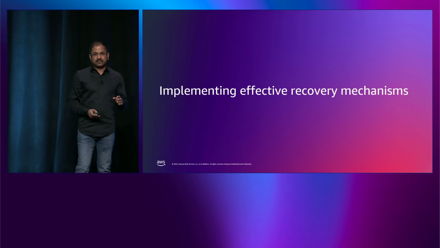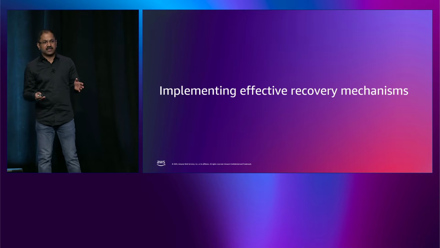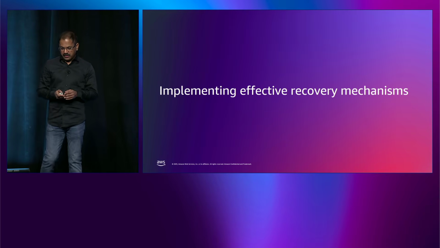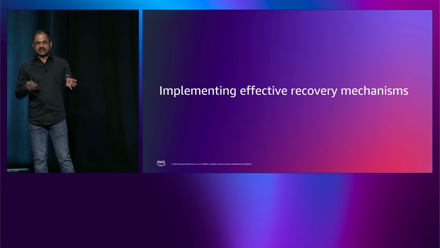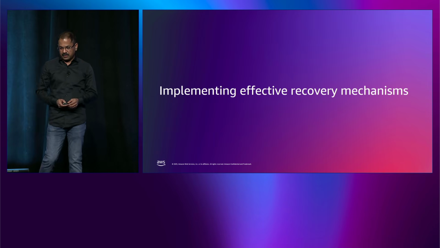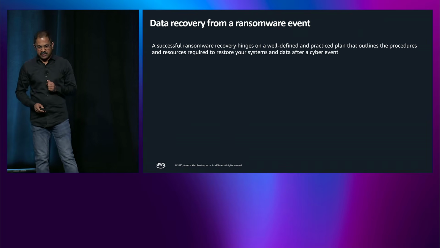So now that we have seen what it takes to implement an effective backup strategy and how you can implement that using an AWS Backup reference architecture, we need to understand how this entire effective backup strategy and your protection strategies for your backups aligns with your larger recovery pipeline. So we're going to be talking about effective recovery mechanisms.